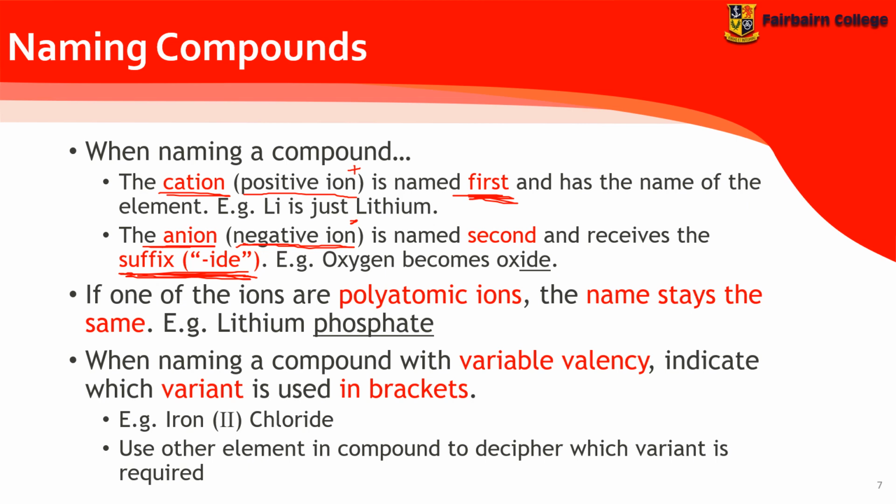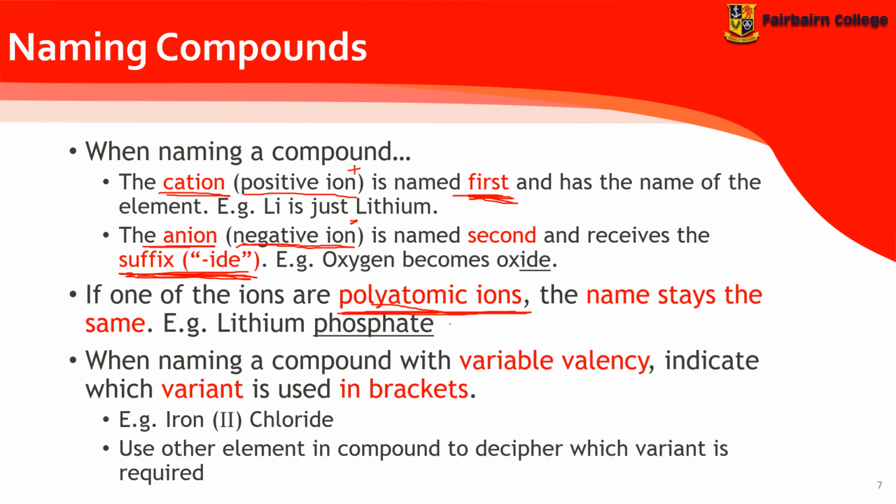Then if the compound contains polyatomic ions, we just call it that polyatomic ion. So again, we don't make any changes to it. If we are working with phosphate, then it just becomes lithium phosphate. So now we don't add the -ide. We just call it the name of the polyatomic ion.